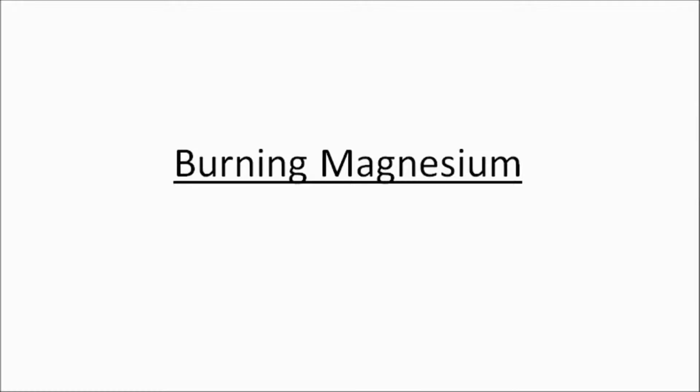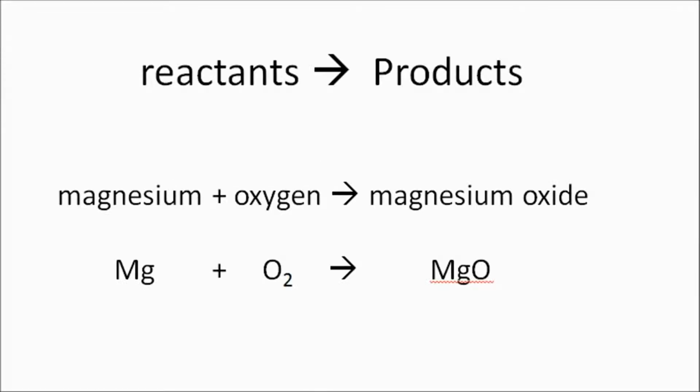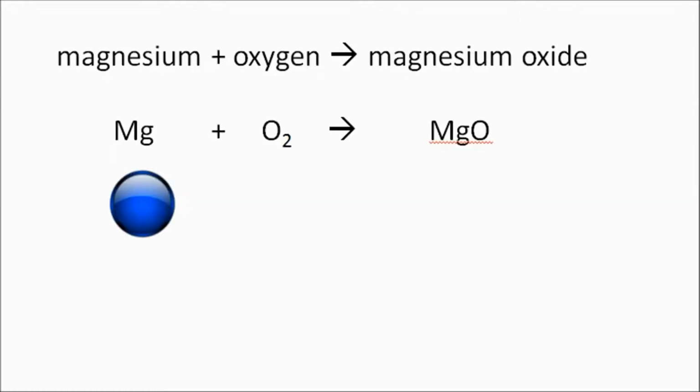In other videos we've talked about different aspects of chemistry, but I thought it would be good in this video to tie some of these concepts together and talk about a particular chemical reaction, in this case the burning of magnesium. So here it is, here's the reaction. Magnesium reacts with oxygen in the air to form magnesium oxide.